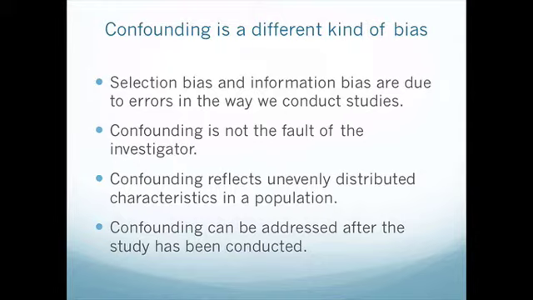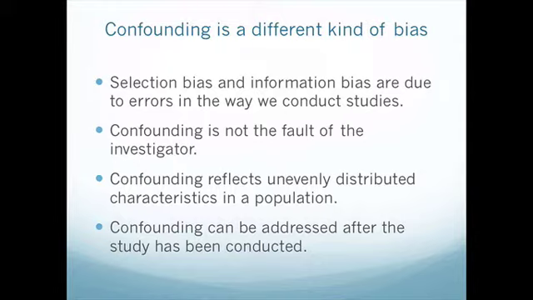Now, the difference, though, between confounding and the types of bias we learned about last week is that selection bias and information bias are due to errors in the way we do our studies. Remember, selection bias is errors in who comes in and who continues to be in our studies. Information bias are errors in the data we collect. They're the fault of the investigator. They're something that could have been eliminated if we had done our study differently.